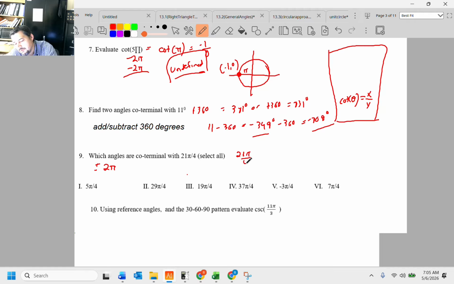21 pi over 4, add 2 pi. Now think about that. If you're going to add 2 pi, your 5th grade math teacher taught you that you have to have a common denominator. So what we're doing is we're going to change this into 8 pi over 4. And 21 plus 8 is 29.